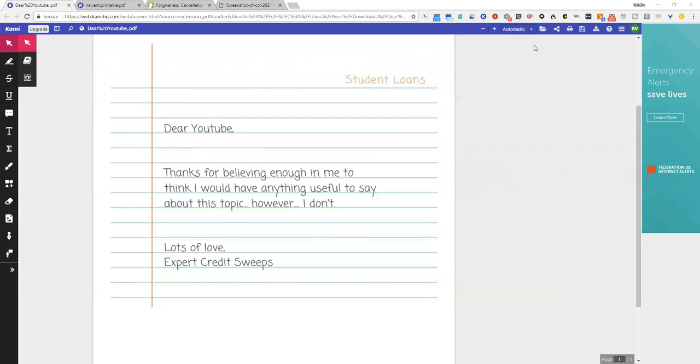So we are talking about student loans tonight, and there's one thing that I want to say to you first before we start. Thanks for believing enough in me to think I would have anything useful to say about this topic. However, I don't. Having said that, there are tools that you can use, and I'm just going to point out a couple of them.